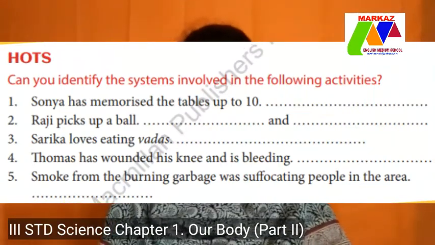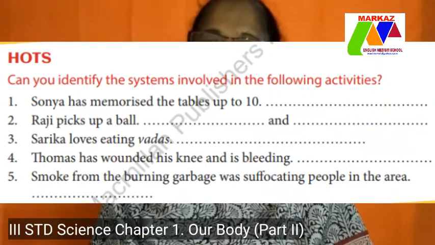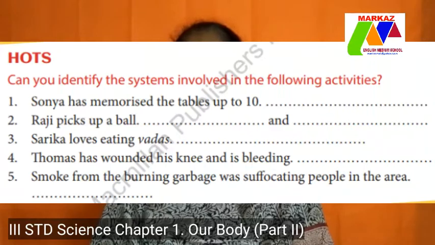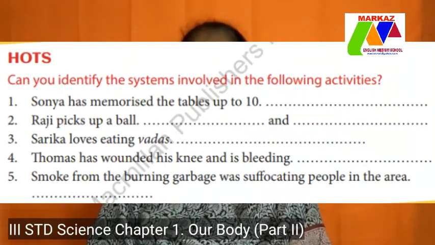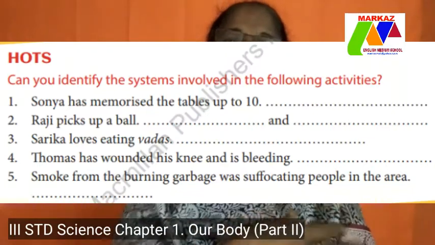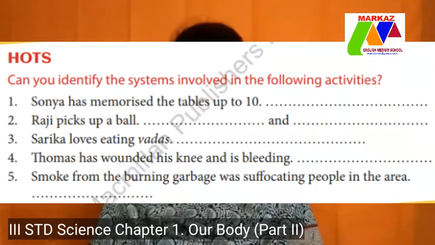Next one, Thomas has wounded his knee and is bleeding. Of course, bleeding is related to the blood and it is the circulatory system. When the blood is flowing through the body, whenever you cut your hand or leg or any part, immediately blood comes out. So the blood is involved with the circulatory system.